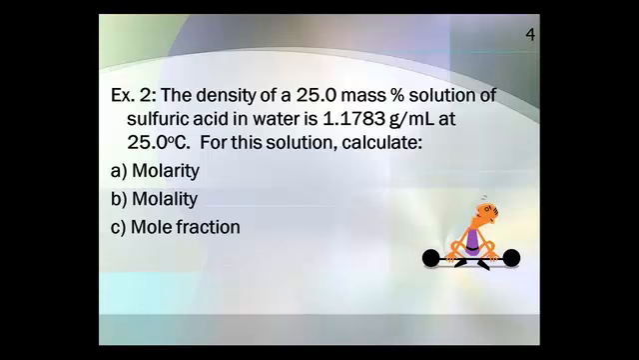Given a 25.0% by mass solution of sulfuric acid in water, the density of it is 1.1783 grams per milliliter at 25 degrees Celsius. From this information, we need to calculate the molarity, the molality, and the mole fraction. There are a couple of steps that help in setting these problems up. General approach.